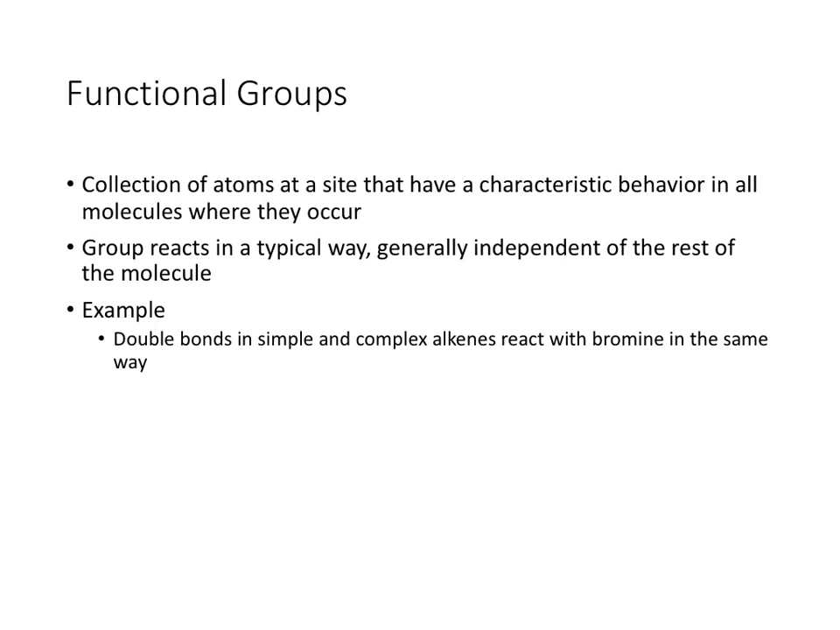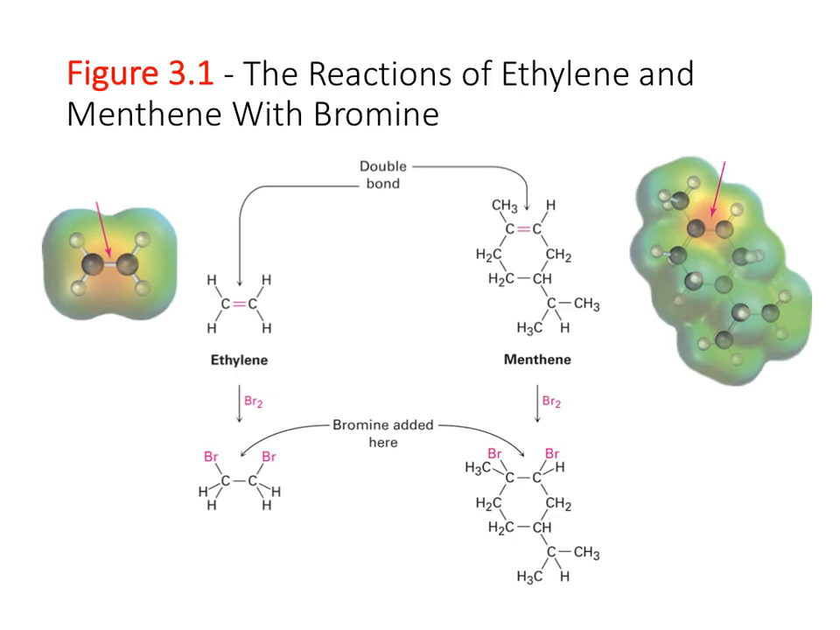For example, double bonds in simple and complex alkenes will react with bromine in the same way. So if you have a simple alkene like ethylene, or you could have a double bond in a more complex structure like this one shown on the right, both of those double bonds react in the same way when they react with bromine. So you have a double bond here, and then you end up with 2 carbon-bromine bonds in the product. So even though they differ by a lot of other atoms, the fact that they both have that double bond allows us to predict how that double bond will react with particular reagents.